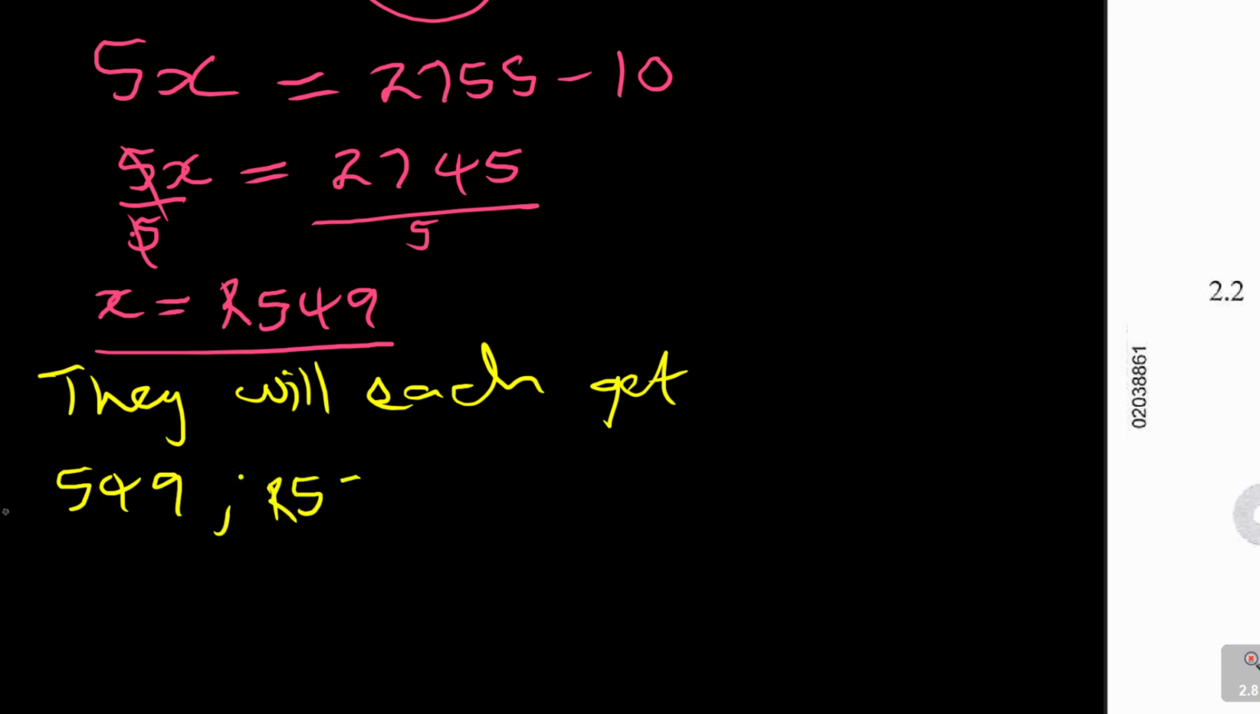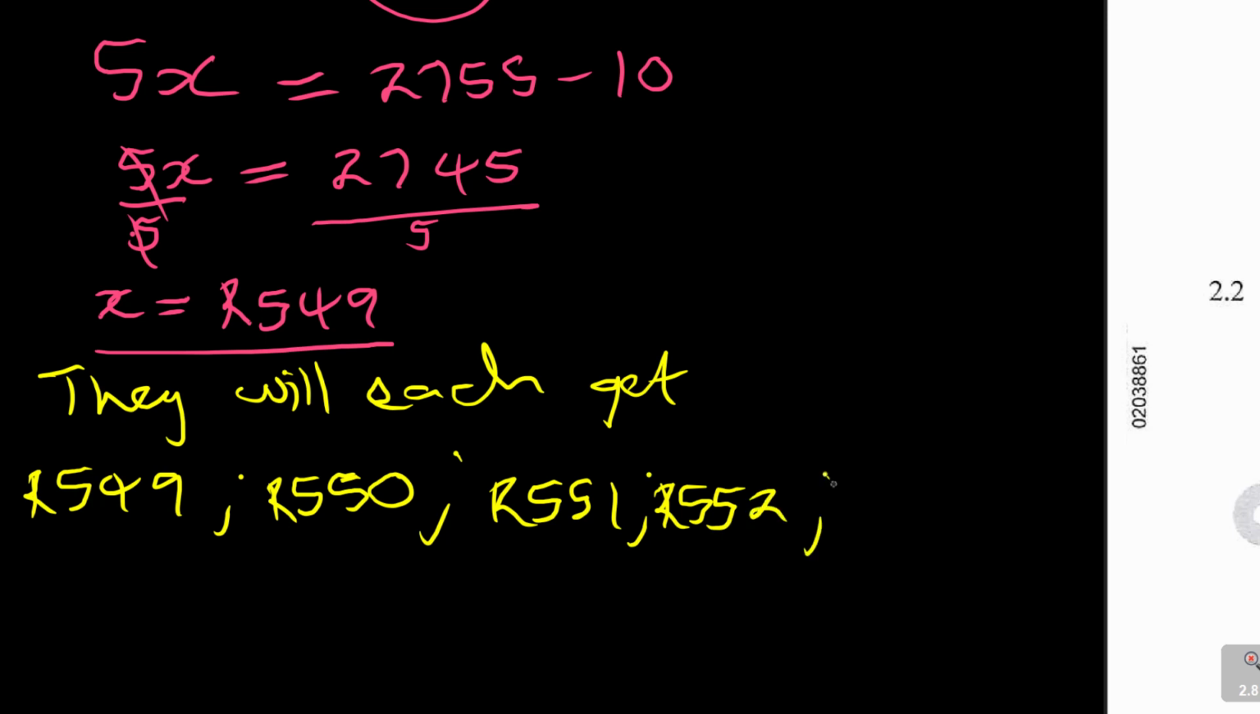550. This is money, so let's put rands in front. What about the third one? 551. The fourth one, 552, and the eldest or the last one gets what? 553. Okay, so this is the amount that they're going to be sharing.